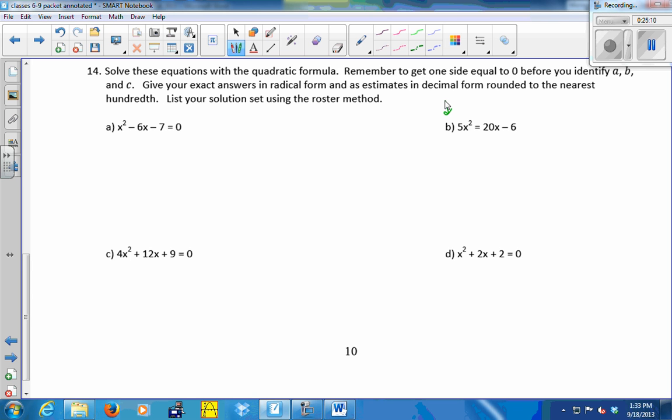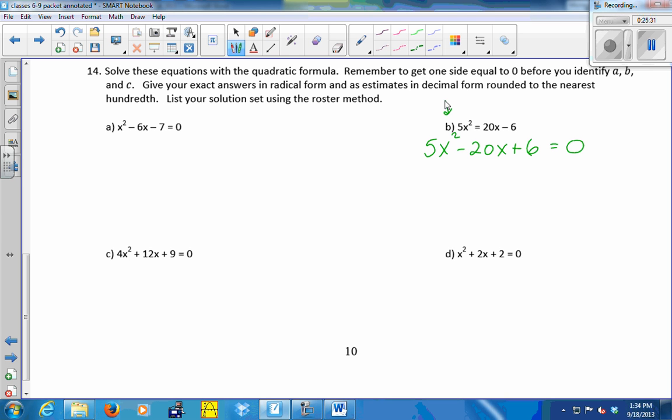We'll do part B. So the first thing I have to do is have one side of this equation be 0. So I have to move everything to one side. So this is going to be 5x squared minus 20x plus 6 equals 0. I just subtracted 20x from both sides and added 6 to both sides. And then I'm going to plug into the quadratic formula.